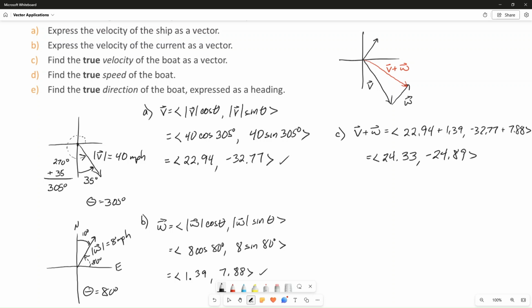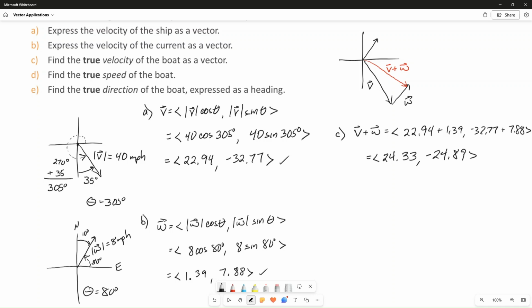That's just combining the velocity of the ship with the velocity of the water. And again, because the horizontal part's positive and the vertical part's negative, we're going to be down in the fourth quadrant. Okay. All right, so that's the true velocity.